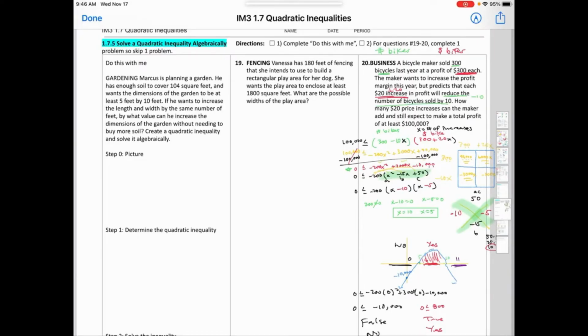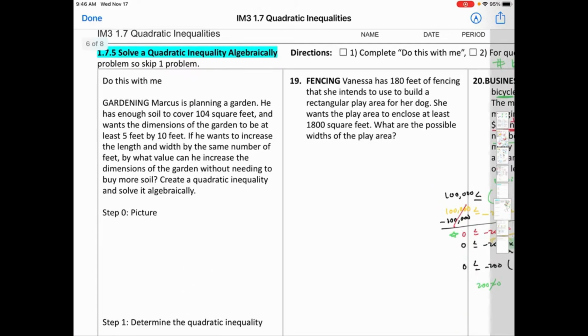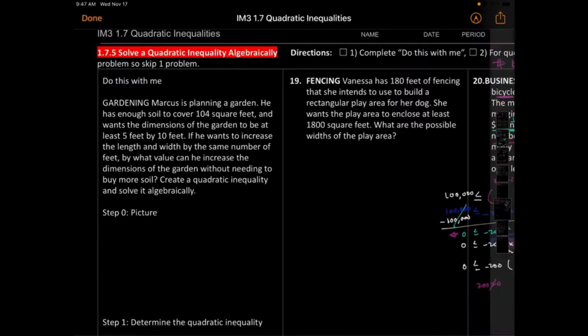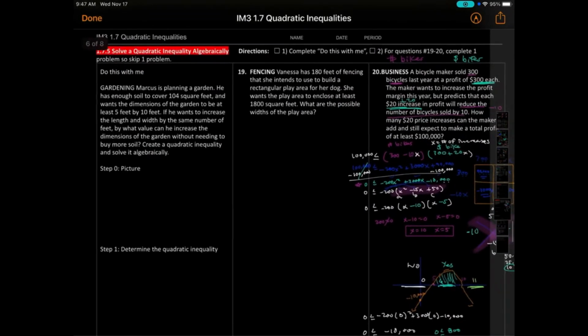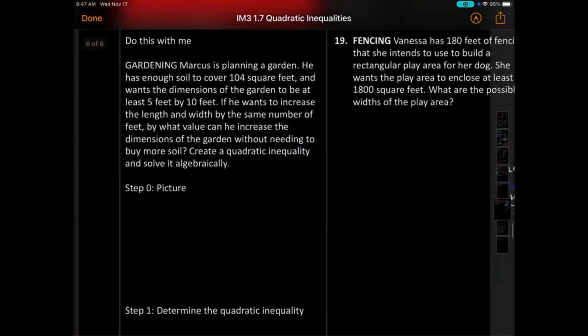Hey guys, let's go over 1.75, solve a quadratic inequality algebraically. I'm going to go to dark mode. Question number 1, do this with me and then pick either 19 or 20.